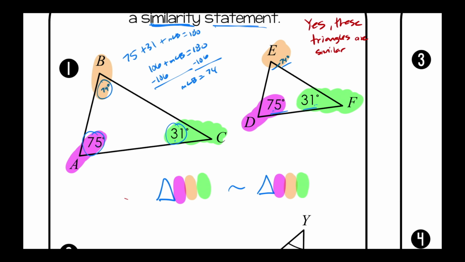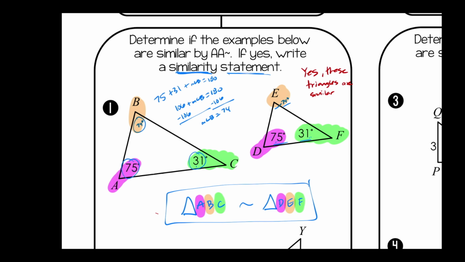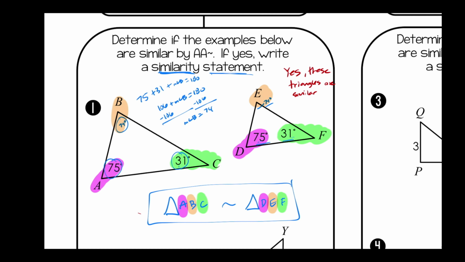That's so much easier, right? And then just put in the letters. A, B, C. Pink, orange, green over here is D, E, F. There you go. And that is a proper similarity statement. This is telling you which triangles are similar, and the order matters. A matches with D, right? B matches with E, and C matches with F. You got to put them in the same order. That's a proper similarity statement. So I'll give you a minute to copy that. And then we're going to do a little more complicated problem.